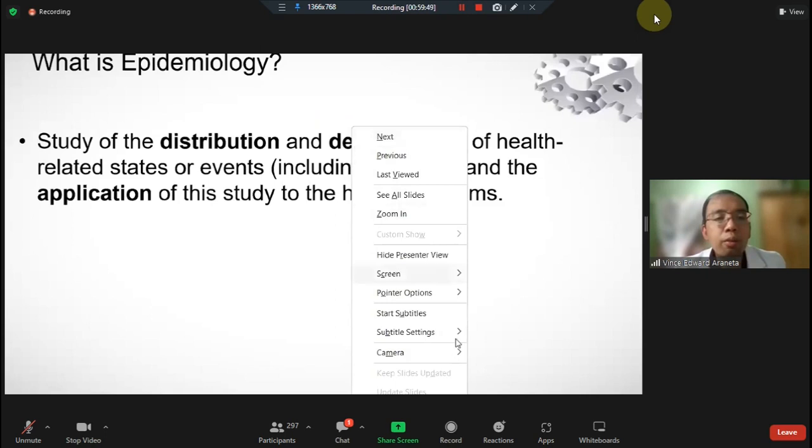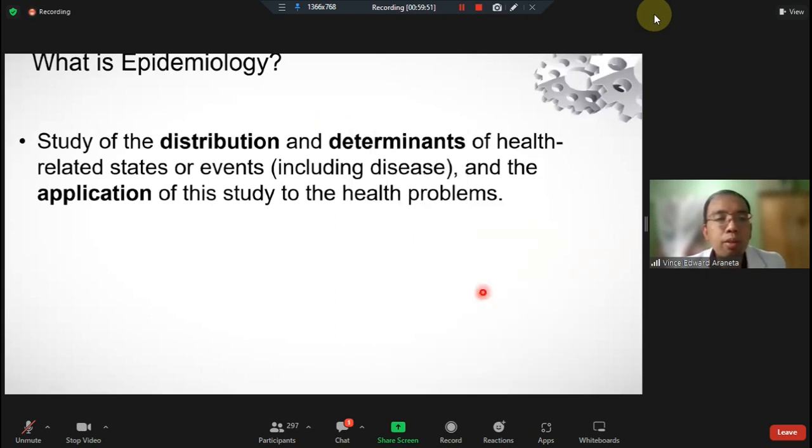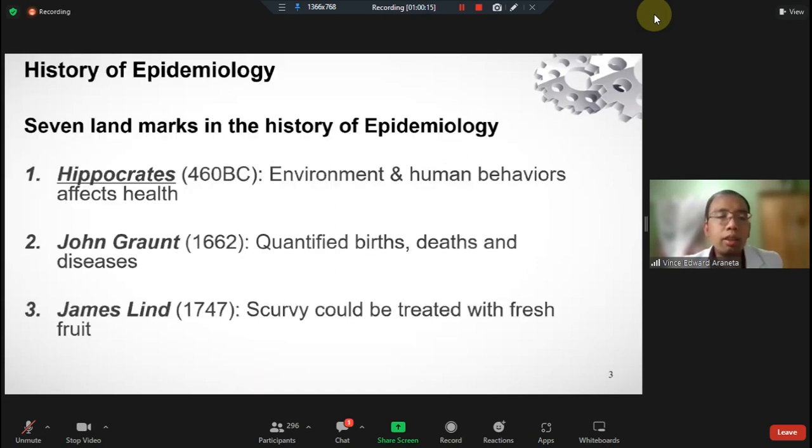One thing that you just have to remember is the study of distribution and determinants, and then its application. The distribution and determinants of health, and then its application to the problems. The goal of epidemiology is to harvest valid and precise information about the causes, preventions, and treatments for disease. You don't have to memorize, but these are the 7 landmarks in the history of epidemiology.